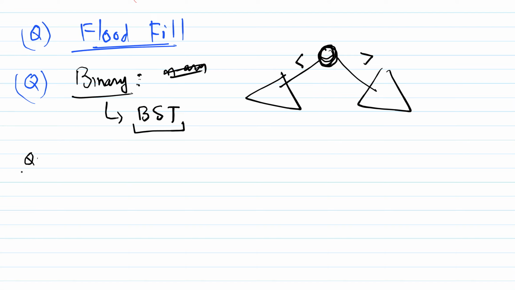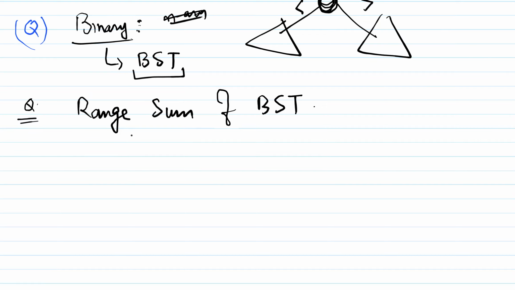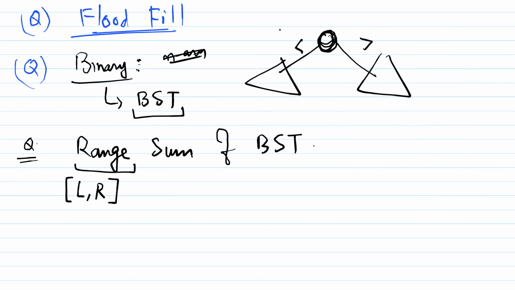So let's say you have a problem based on binary search tree where you have to find range sum of binary search trees. So what is meant by range sum? Here you will be given a range, some value L and R, both inclusive. So you have to iterate through this complete binary search tree, and this node will have different values.